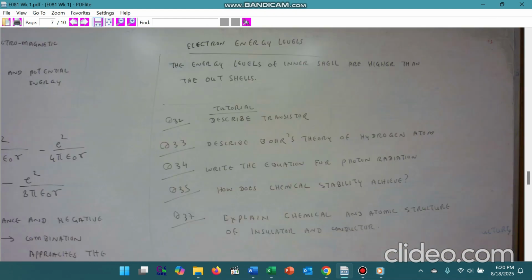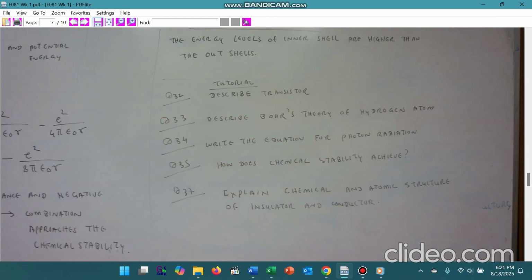So chemical stability means that when the positive charge and the negative charge are combined, the combination approaches chemical stability. This means the positive ion is a hydrogen ion and the negative ion is an oxygen ion, so the positive and negative make a combination. So water can happen, and water will be stable.